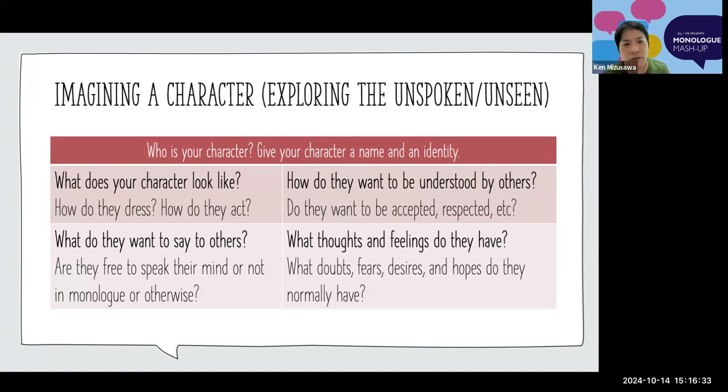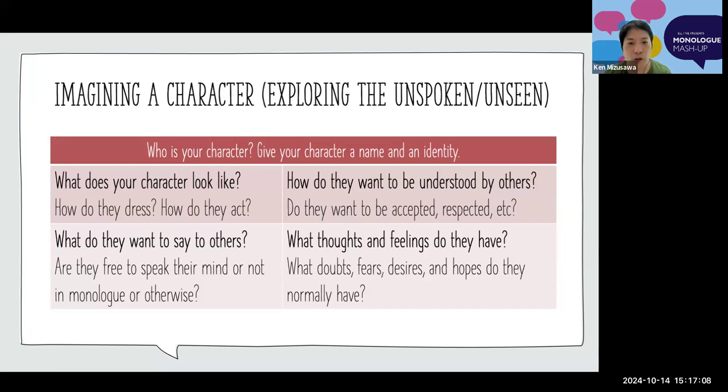How does this character want to be understood by other characters? Do they want to be accepted, respected? What is the relationship they are imagining for themselves? Third question, what do they want to say to others? Are they free to speak their mind or not, in monologue form or otherwise? So decide what they want. Are they able to give expression to it?